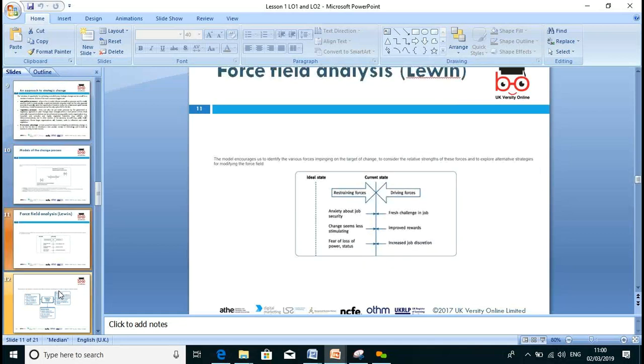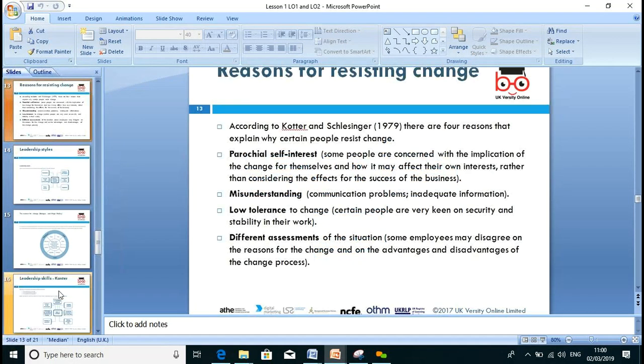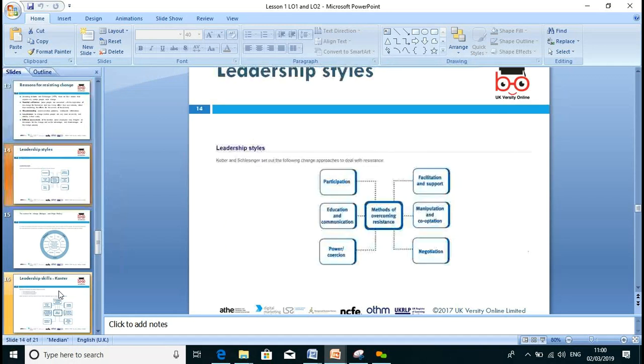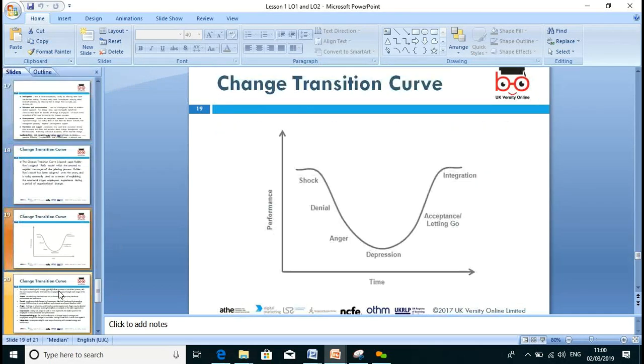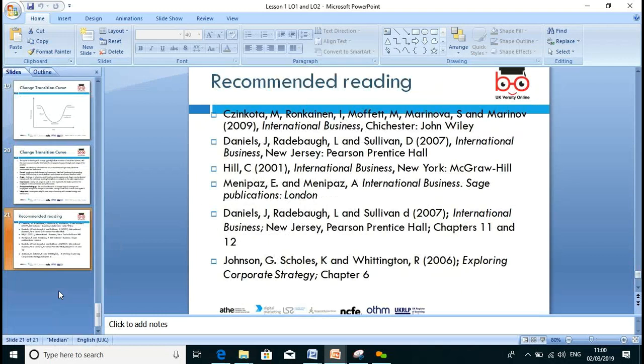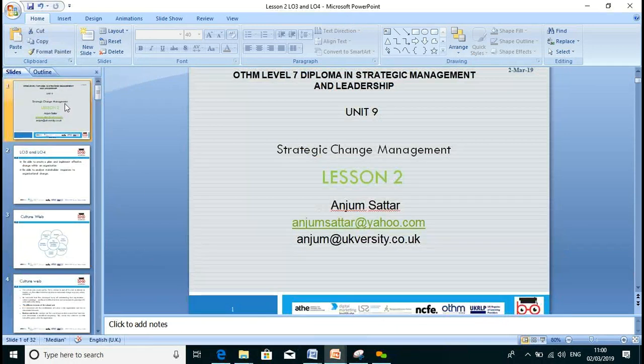For the force field analysis model, we discussed the forces in your favor and the forces against the change, and the factors by which we can overcome those and implement this change. We discussed the role of a leader in implementing the change and why there are obstacles in change. We discussed the change transition curve model as well, where change is initially hard to adopt.